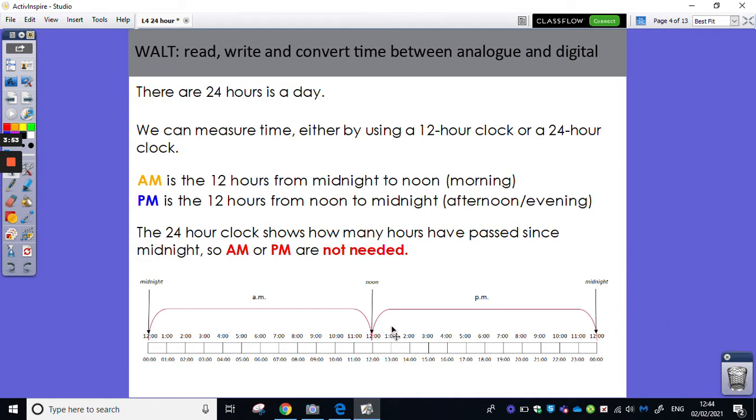So you can see 1 o'clock is the same as 1300. So if it said 1300, I wouldn't need to write PM because I know that it's 1 o'clock in the afternoon because it's already gone past 12 o'clock midday. So it might seem a bit tricky for now, but we're going to use our steps to success today to help us.